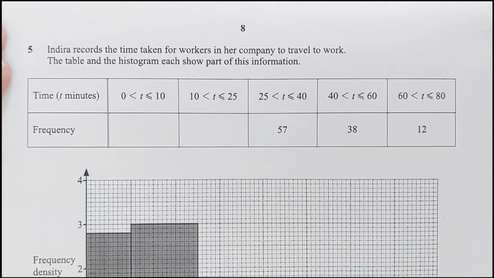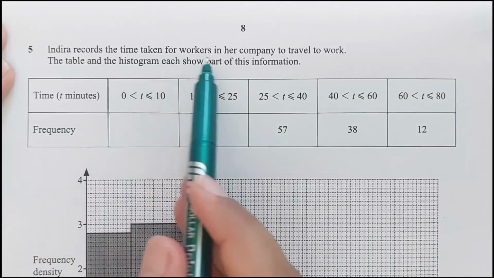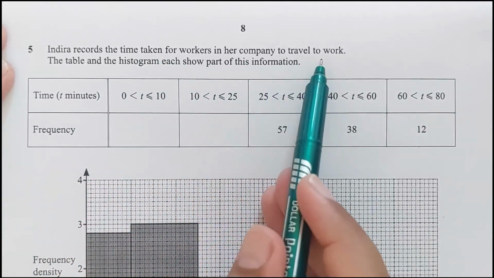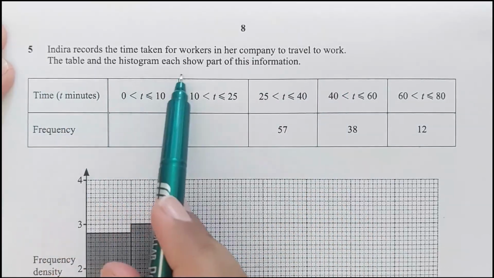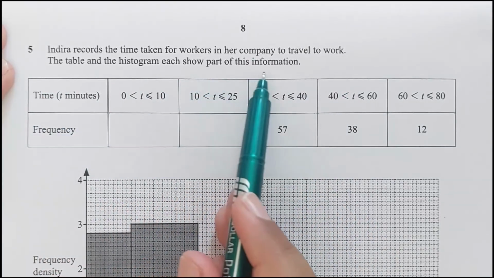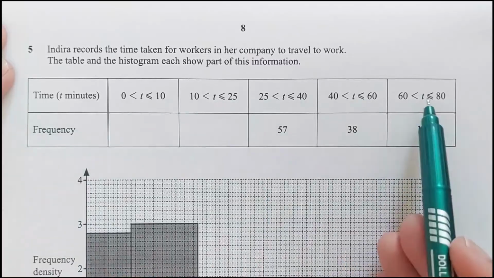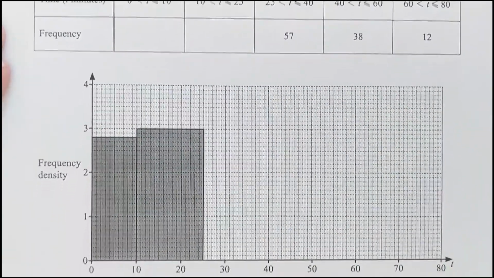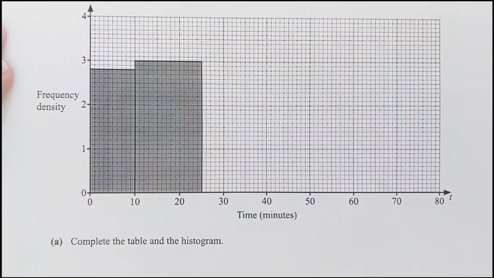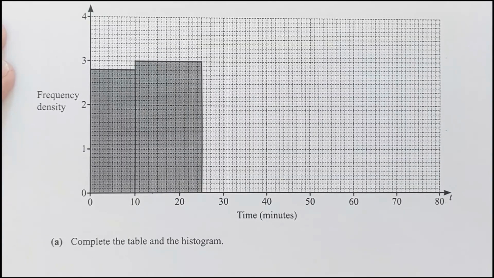Question number 5. Indra records the time taken for workers in her company to travel to work. The table and the histogram each show a part of this information, the time and the frequency. So the histogram, frequency density and the time. Part A, complete the table and the histogram.